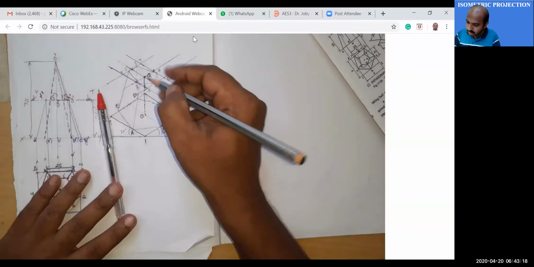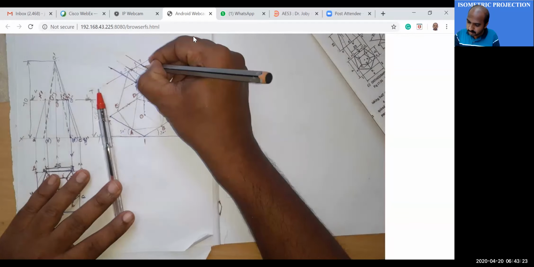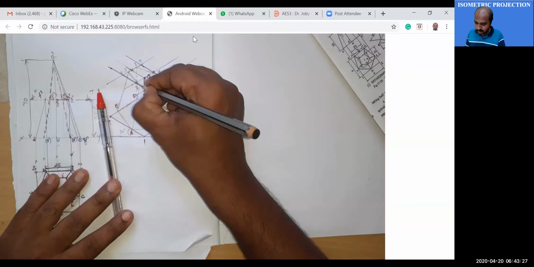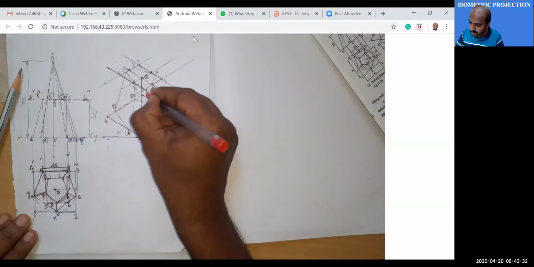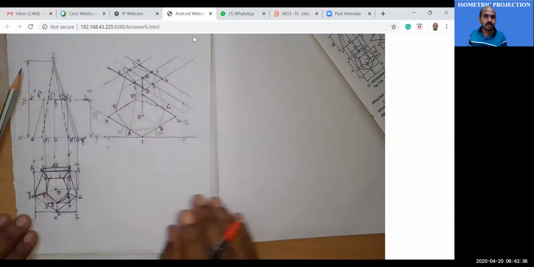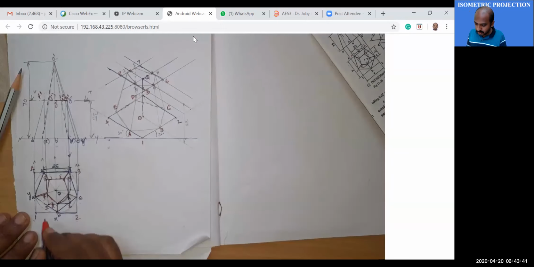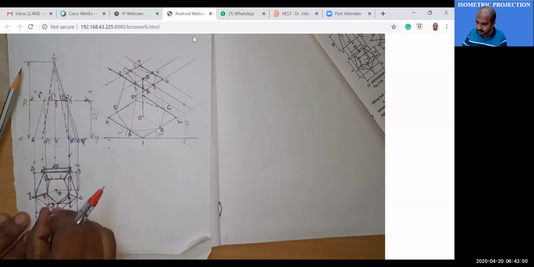So this is the top rectangle isometric. Once you have completed it, you can easily locate the remaining points. So how to do it? This is your 5, and this is your 6. This is your 7, and this is your 8. Okay, 5, 6, 7, 8. Now what can you do? Between 5 and 6, you have G. So you measure 5G, then mark it here.